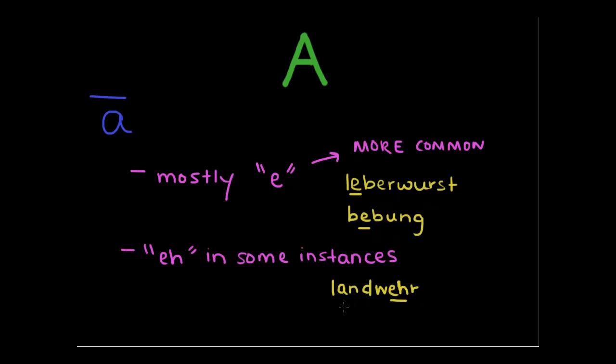Another example is Flehmen, Fleh-men, with the EH representing the A sound. Again, this does not happen a lot. It's very rare, and this is more common. So again, E would be the best choice for spelling the long A sound in German. Okay? Alright, so that covers the long A, which means we have the short A left.